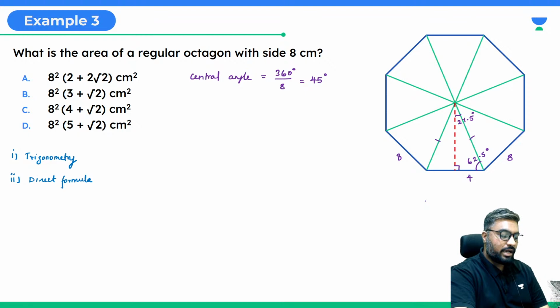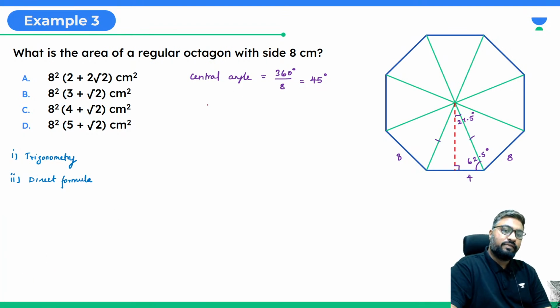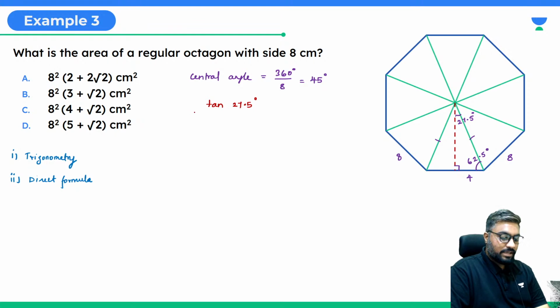So even if we try to use trigonometry here, there is no way we know the value by heart of tan 45 degrees. Sorry, not tan 45, tan 45 we know. We don't know the value of tan 27.5 degrees. Yes, or then you will go into identities, the tan theta by 2 identity, which will be square root of 1 minus cos theta by 1 plus cos theta, but again that is complicated because you don't know.